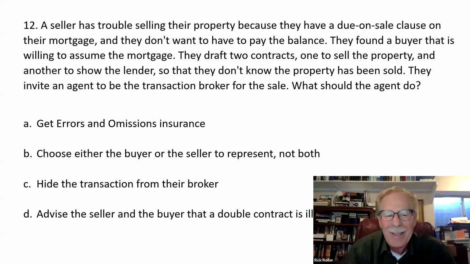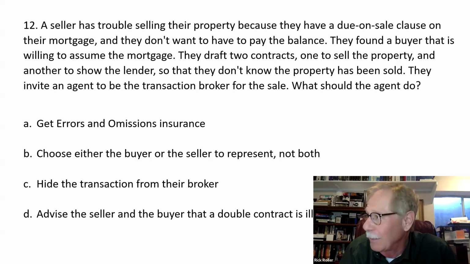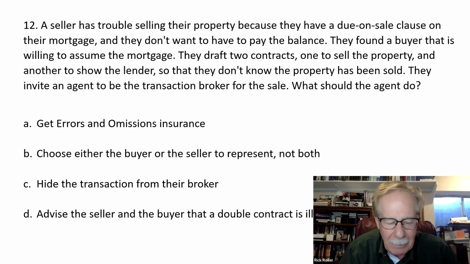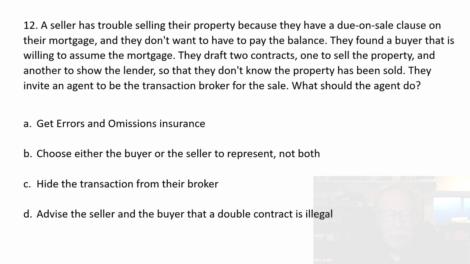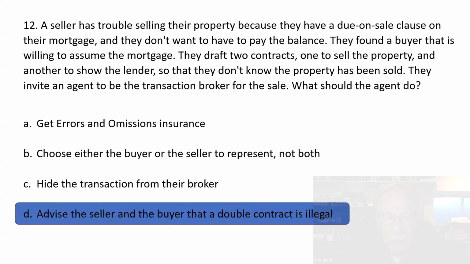Another lie, okay? And they invite an agent to be the transaction broker for the sale. And okay, hey, we put this deal together. We're all happy with it. Would you come in and make sure the paperwork's okay, and we'll pay a little bit? You'll be a transaction broker. Yeah. Okay. Well, you're not going to do it, or your broker won't let you do it, because look at D. That's our correct answer. Advise the seller and the buyer. That's a double contract. It's illegal. That's the correct answer.